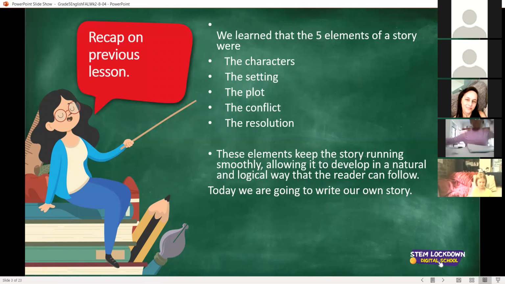Now, the characters is who is in the story. Okay, so anybody need to take that down? The characters is who is in the story. The setting is where this story is going to take place. So where the story is going to happen. The plot is our plan for the story. What is going to be our plan? How do we want the story to go? What do we want the story to tell?